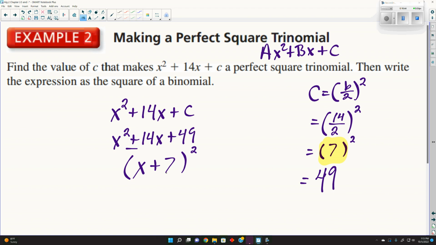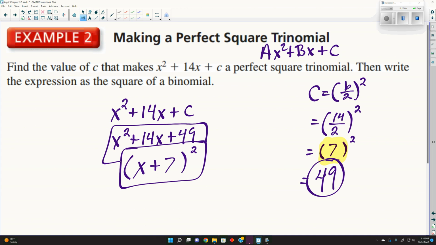So we need a perfect square, and the expression would be x plus something, squared. So to rewrite the expression as a binomial squared is this here. Now the value of c that we want is the 49. Sometimes, if you want, you can just do those two parts there, and that would be your answer.